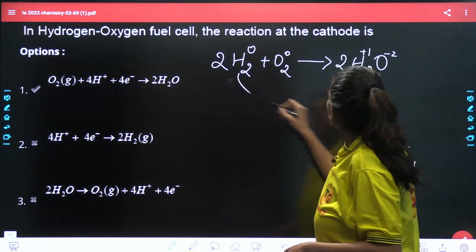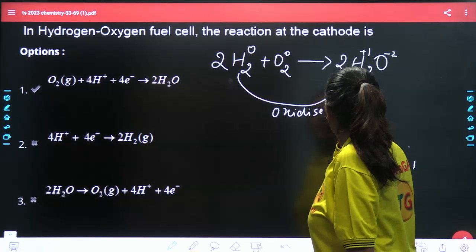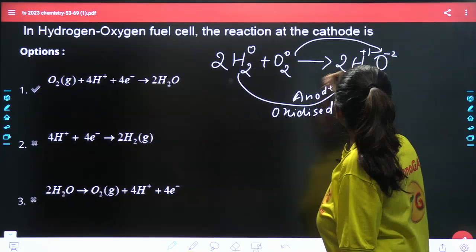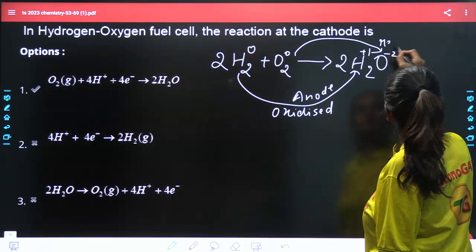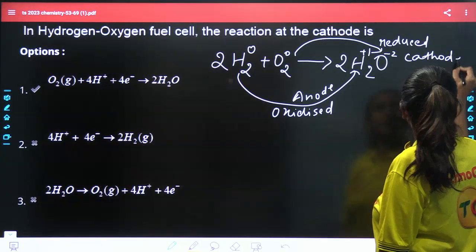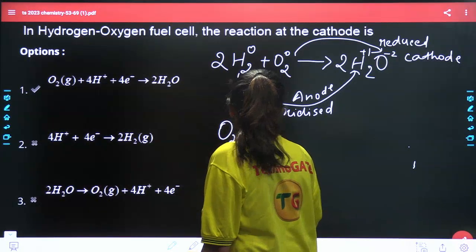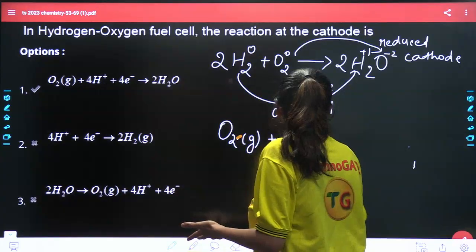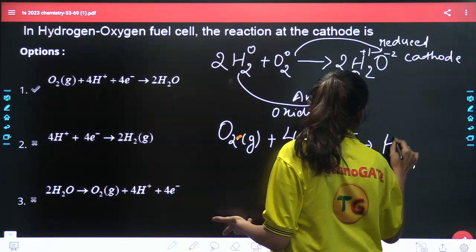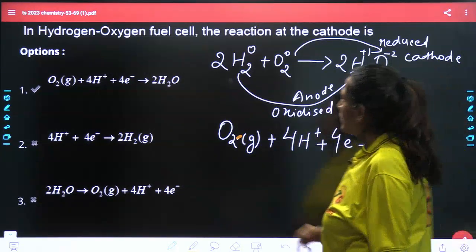So here it is what? Getting oxidized. So it will act as anode, and our oxygen, this one O2, it is getting reduced. So this will act as our cathode. Now we need the reaction at cathode. So at cathode, oxygen in the form of gas will gain electrons, and it would form water. It will get reduced. So our correct option would be option number 1, this one.